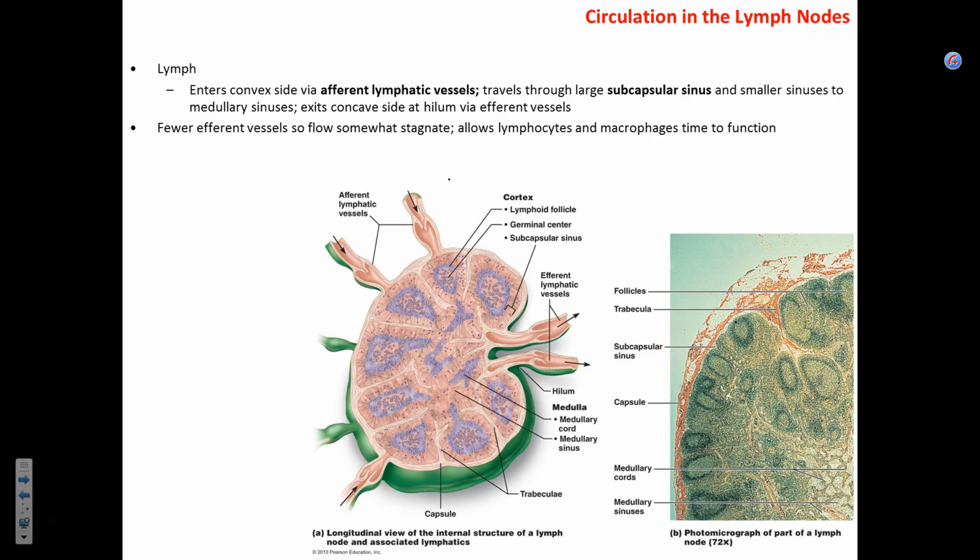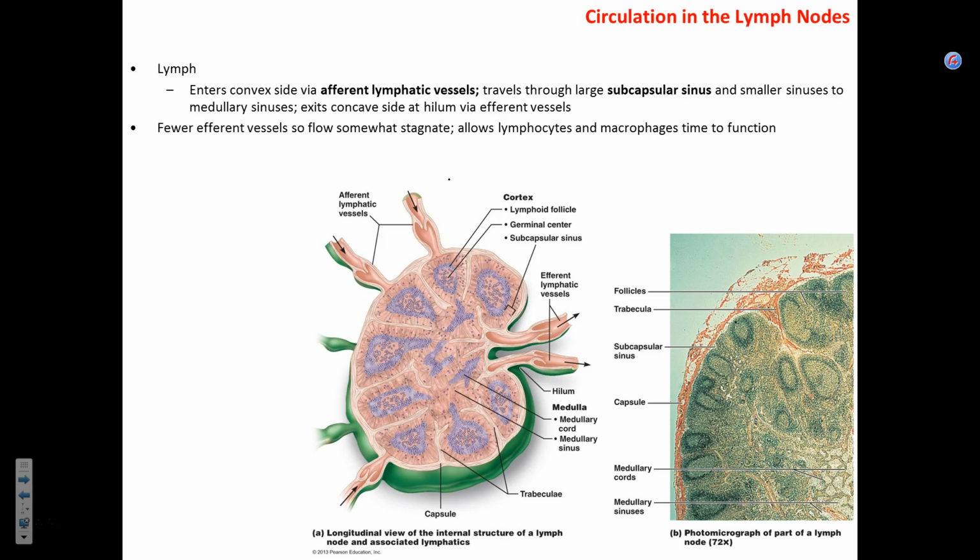Okay, so dendritic cells have enough time to present antigen. B cells are exposed. Does that make sense? So we want to make the flow of the lymph slow, to make it stagnant. And the way to do it is to bring in more lymph than it drains out of the lymph node. Same way as we discussed with the bathtub. If you want to fill the bathtub, there should be more incoming water than outgoing. Does that make sense?